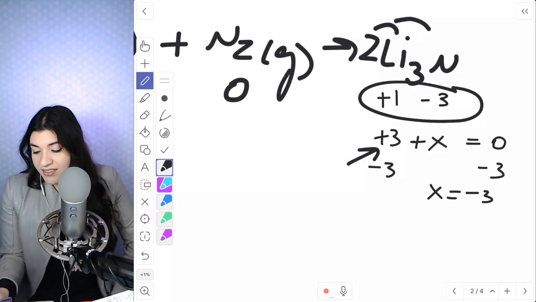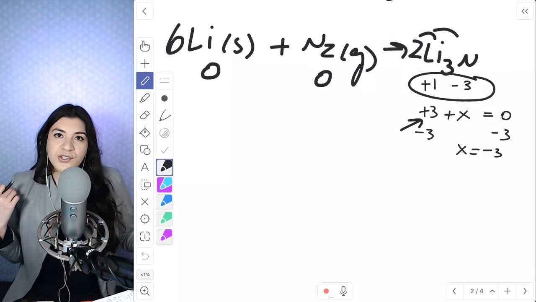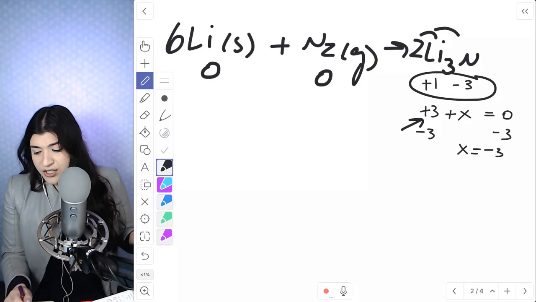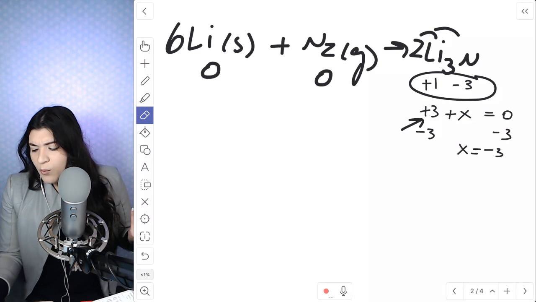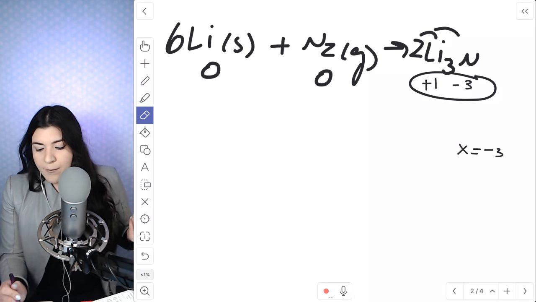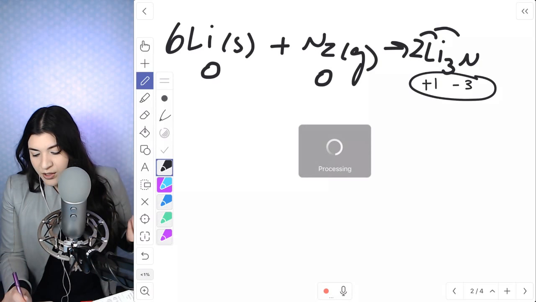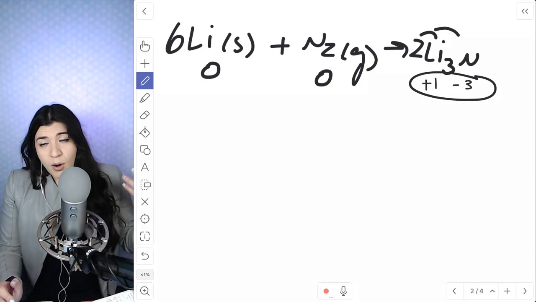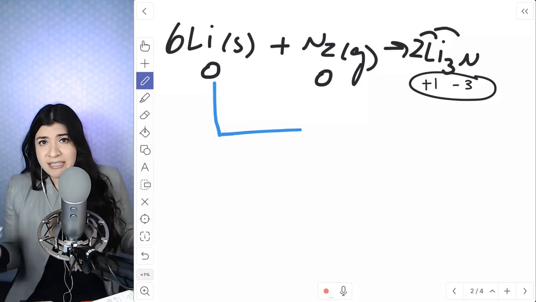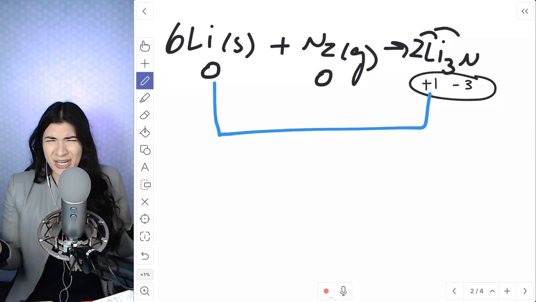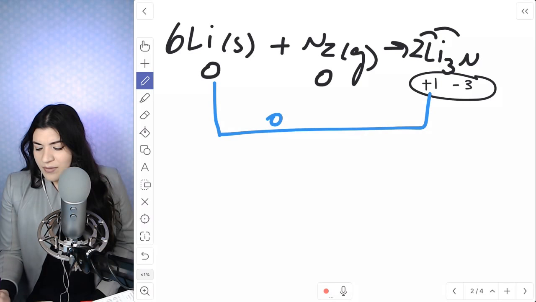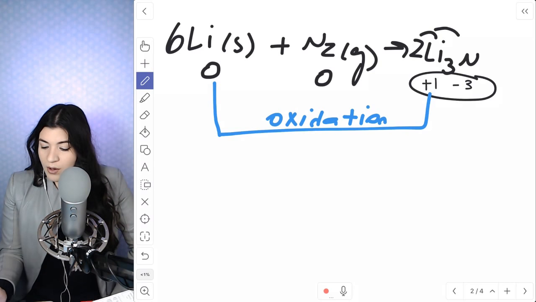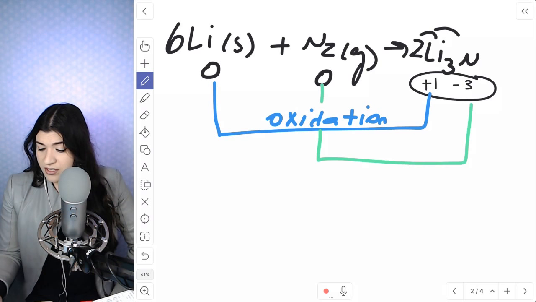Now that we have that down, let's look at how our electrons are being moved, if they're either gained or lost, and so on. So how I think of oxidation or reduction, well, with oxidation, I'm looking at what's becoming more positive. And then with reduction, I'm looking at what's becoming more negative. So with oxidation, which one's becoming more positive? Well, lithium, because it's increasing in its positive charge or oxidation number, really. And so this is going to be oxidation. And then next, which one is being reduced or becoming more negative? Well, that would be the nitrogen. This is going to be reduction.